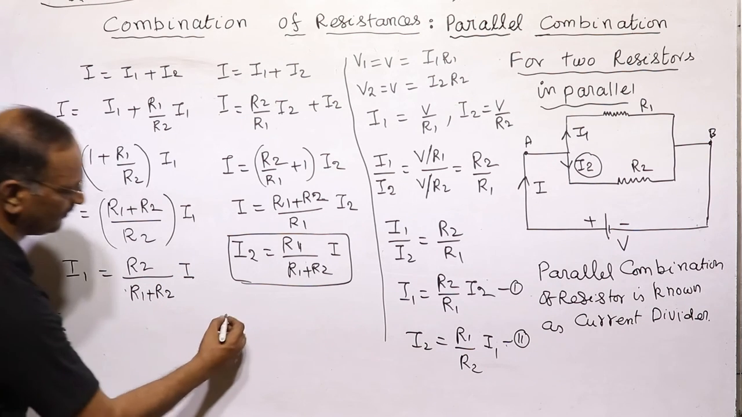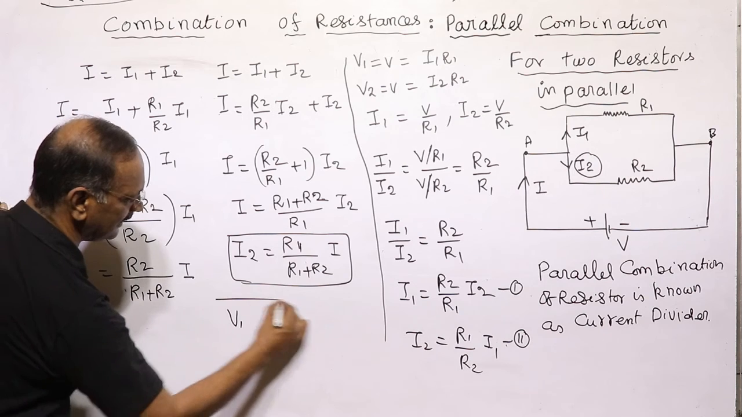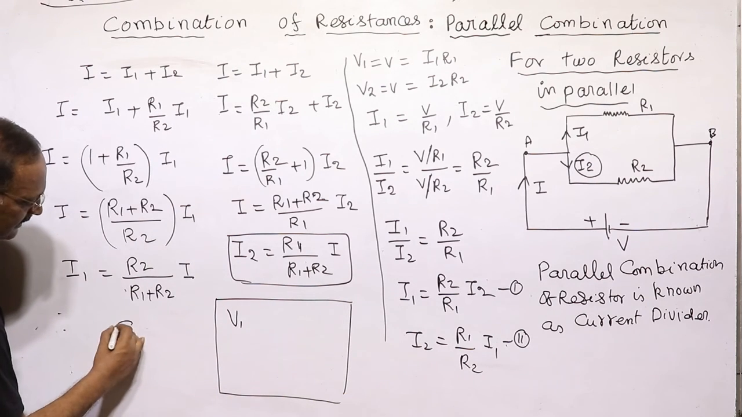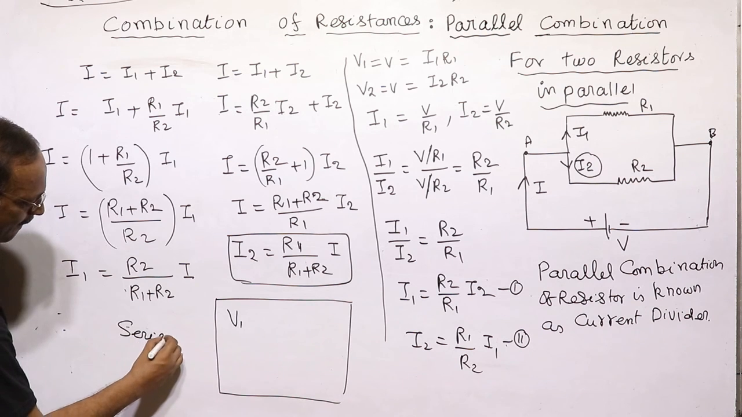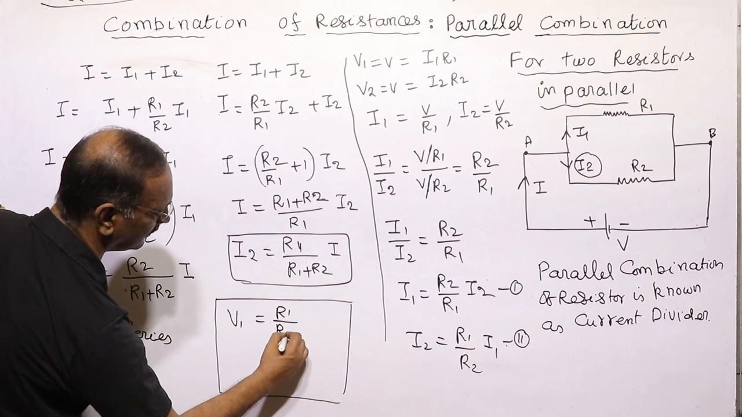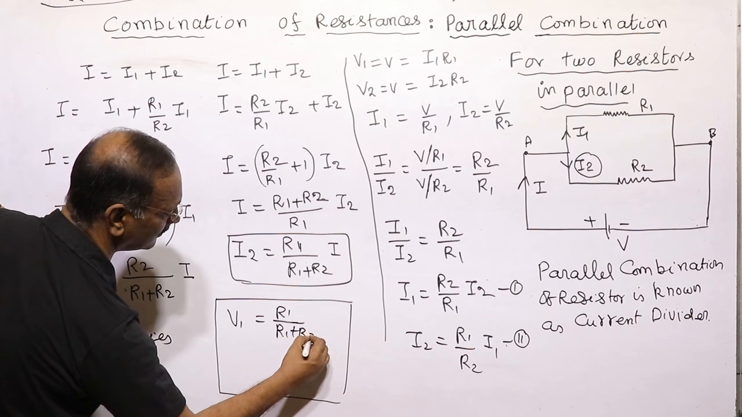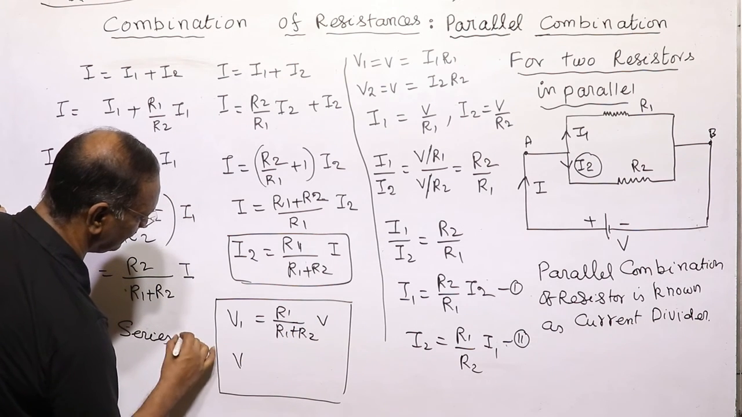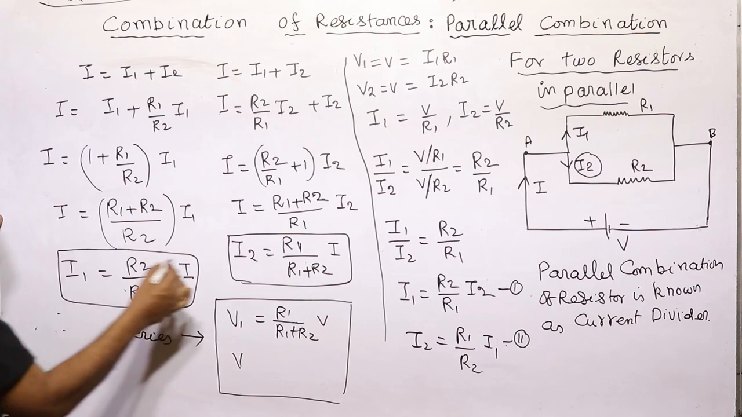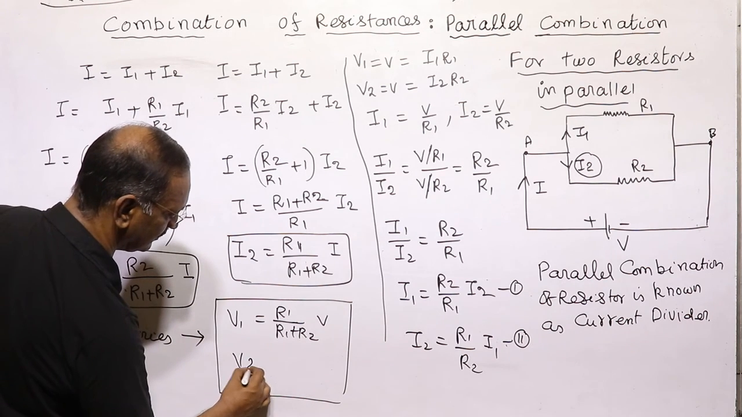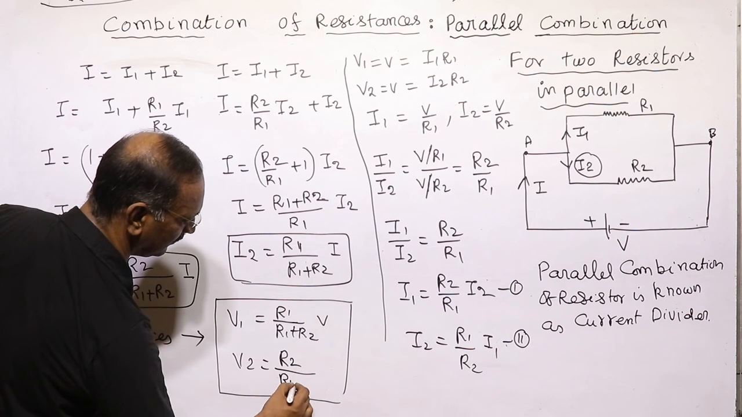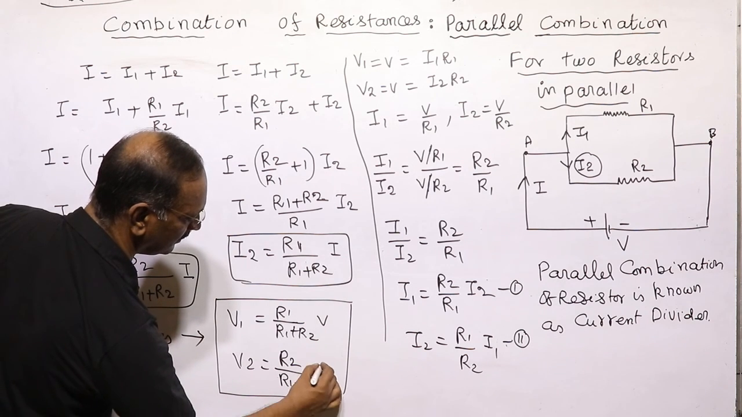In the same way, we have seen for series connection, V1 is equal to R1 by R1 plus R2 into V, and V2 is equal to R2 divided by R1 plus R2 into V. The current formulas are applicable for parallel connection, and the voltage formulas are applicable for series connection.